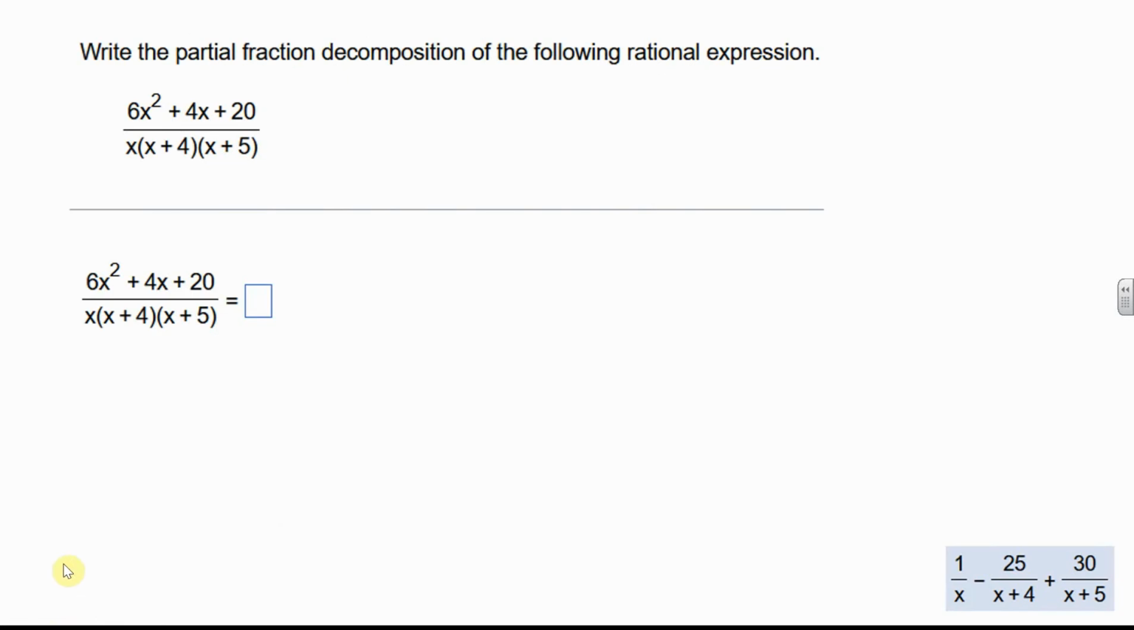All right. Write the partial fraction decomposition of the following rational expression. Look at our denominator. I have 3 terms there. One is x, the other is x plus 4, the other is x plus 5. Are they all different? Please say yes. Okay, yes, they are.